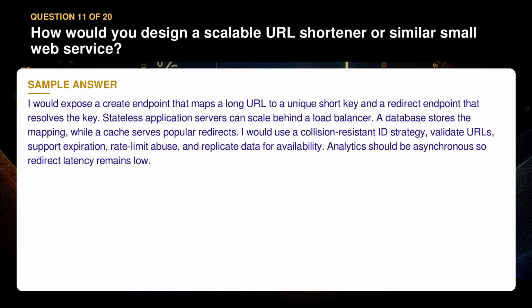that resolves the key. Stateless application servers can scale behind a load balancer. A database stores the mapping while a cache serves popular redirects. I would use a collision-resistant ID strategy, validate URLs, support expiration, rate limit abuse, and replicate data for availability. Analytics should be asynchronous so redirect latency remains low.